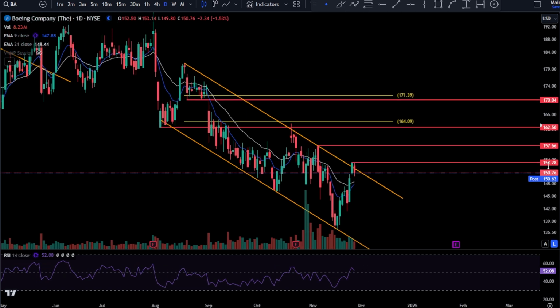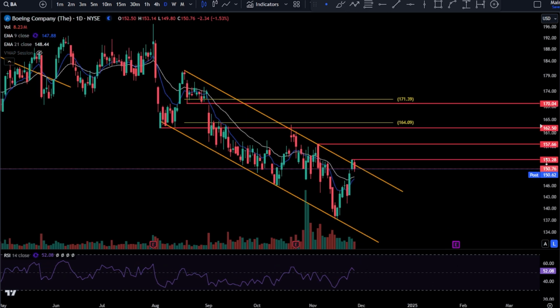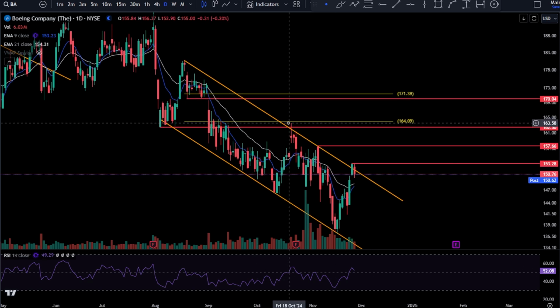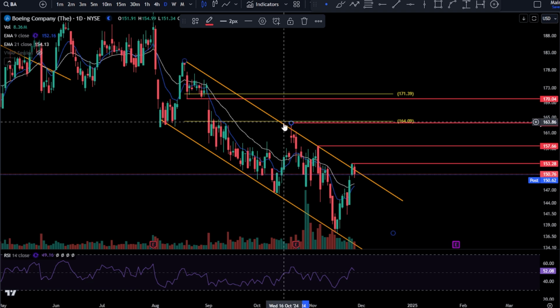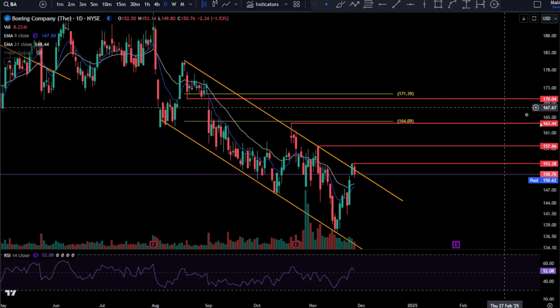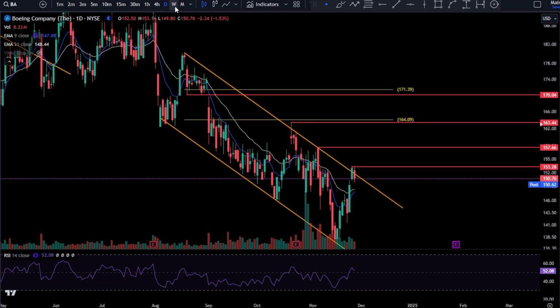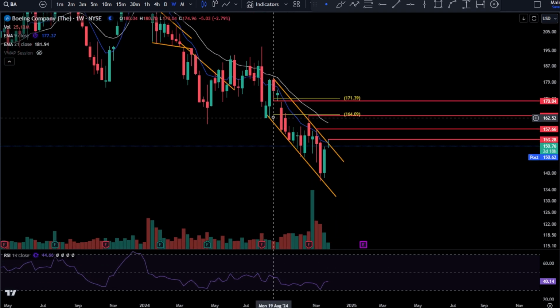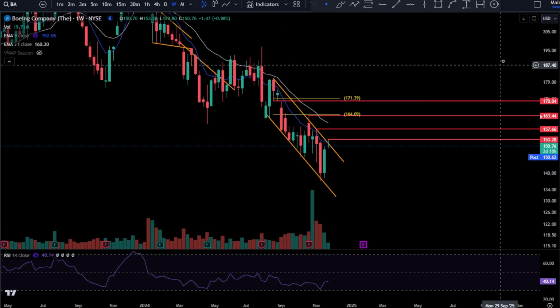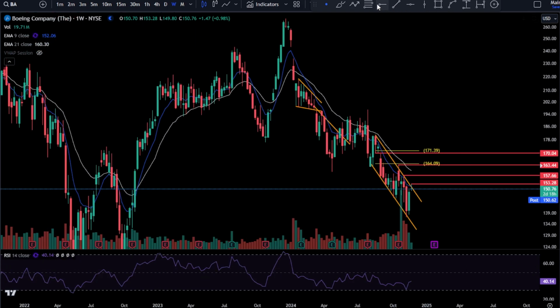Take out 153.28, you probably do get a move up to 157.66. If you can get above here, this is when things change. Until you could see that real change here above 163.44, you got no reason to really get bullish on this. That was the last weekly high. This is the last swing high over here. And as you can see, it just wants to keep going lower.